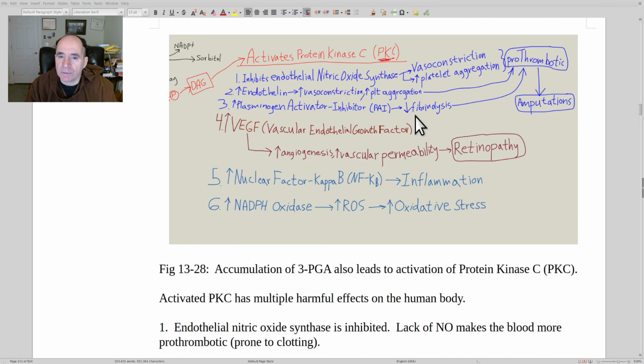You also get decreased ability to dissolve clots, decreased fibrinolysis, because you increase this plasminogen activator inhibitor, okay? You get increased vascular endothelial growth factor, which can cause the formation of new blood vessels in a way that's harmful to health. And those can grow over the retina, cause retinopathy and decrease vision. We talked about increased nuclear factor kappa B being associated with inflammation, inflammatory cytokines. We talked about NADPH oxidase increasing reactive stress. It's all bad. Basically, everything bad happens.